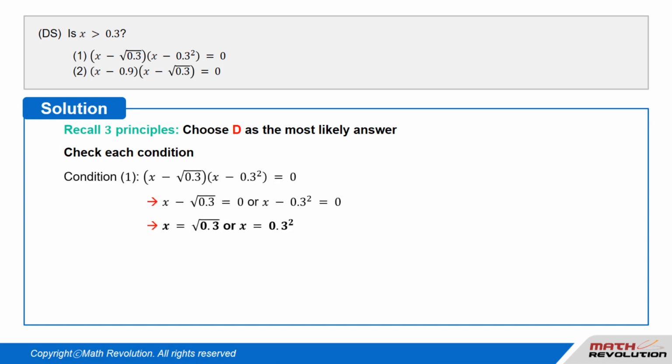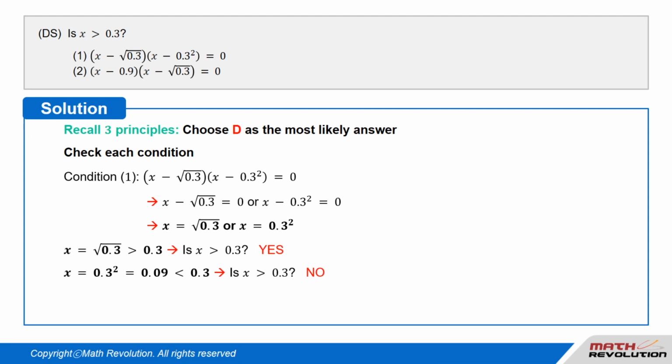Condition 1 tells us that (x − √0.3)(x − 0.3)² = 0. This means that x − √0.3 = 0, or (x − 0.3)² = 0, which gives x = √0.3 or x = 0.3². Thus, there are two possibilities.